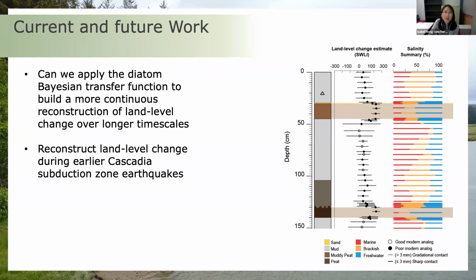And so the work that I'm continuing to work on, and work that I hope to continue to do, is to continue to apply this diatom transfer function to look at other contexts. As you can see here, the reconstructed elevations of the penultimate earthquake from the same sediment core. And then to continue to improve these modern analogs that we're seeing, to really understand what's going on with the modern diatoms that we see along the Cascadia subduction zone, and then to build more of these estimates that we can then use to better understand earthquake hazards.